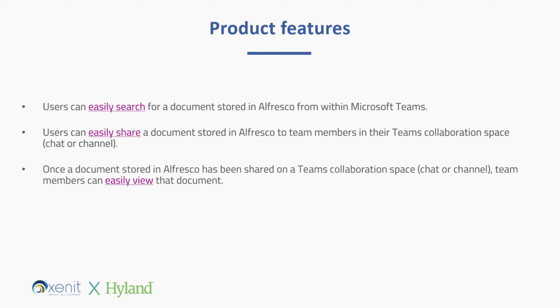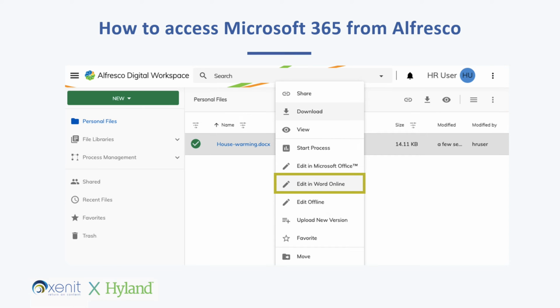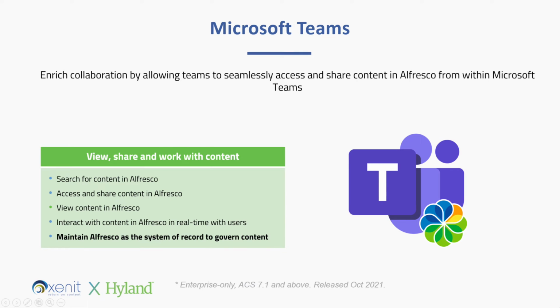How to access Microsoft 365 from Alfresco. Jan will show this. There is a menu: right click on a document, edit in Word Online, and you'll be able to do whatever you need to do in Office 365. Microsoft Teams, which I call, let's say, the conversation-centric collaboration environment.